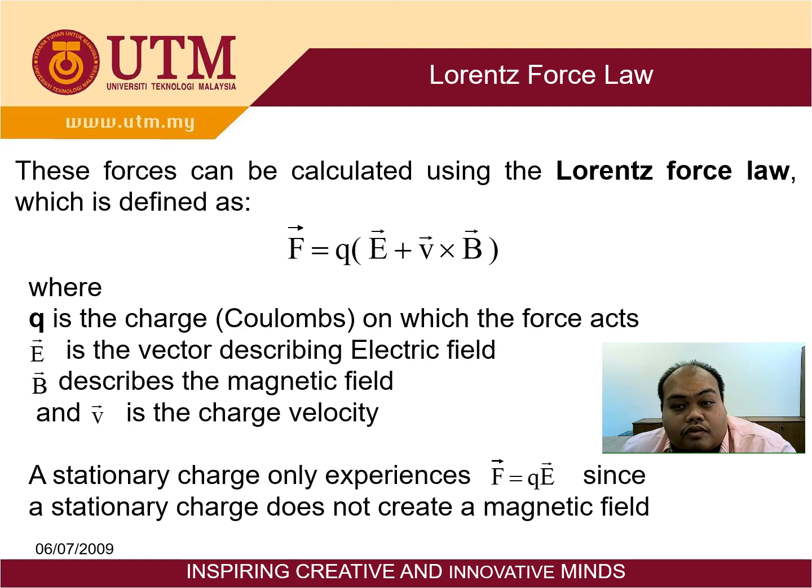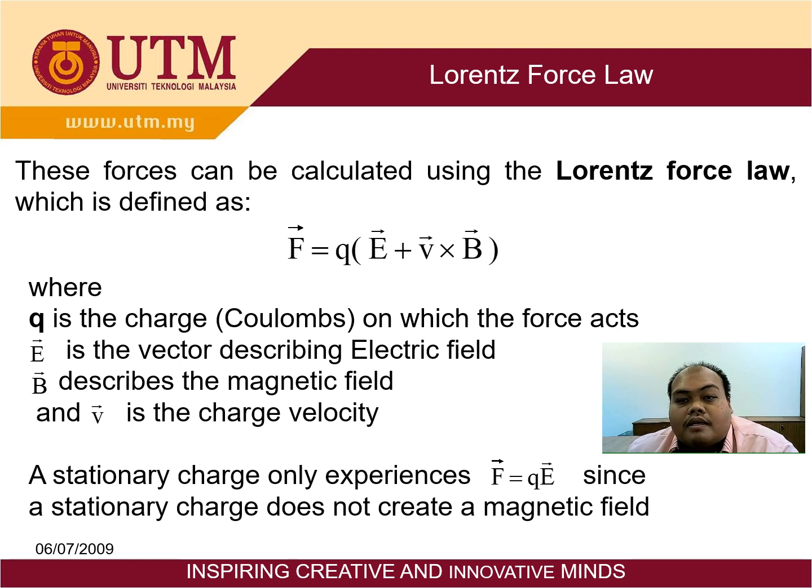F equals Q, E plus V cross B. F is the force produced, in Newtons. Q is the charge, in Coulombs. E is the electrical field, V is the velocity of the charge, and B is the magnetic field. You have to memorize all of this.